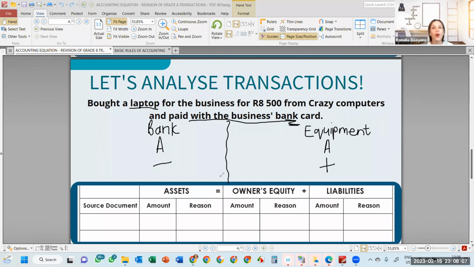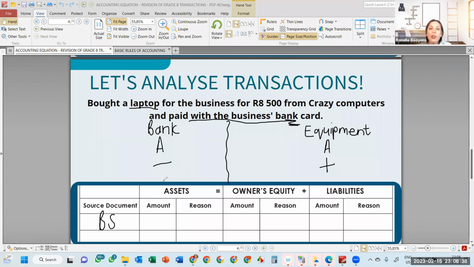Hope this makes sense so far. Right, let's have a look. Source document. Once again, when we swipe the business's bank card, or we tap it, or we pay by EFT, that means that money is going out of the business's bank account, and we will see that transaction by looking on the business's bank statement. So definitely the source document is the bank statement.